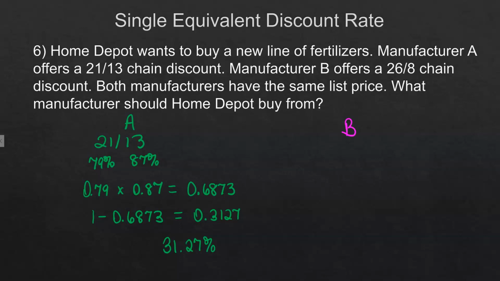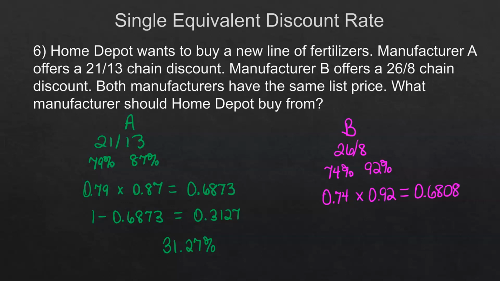Okay, so we go through the same process, right? We have the 26.8, that's our chain discount. The percents will be 74%. Remember, we just subtract those from 100, and 92%. We multiply that then in decimal form, and that would be 0.6808.